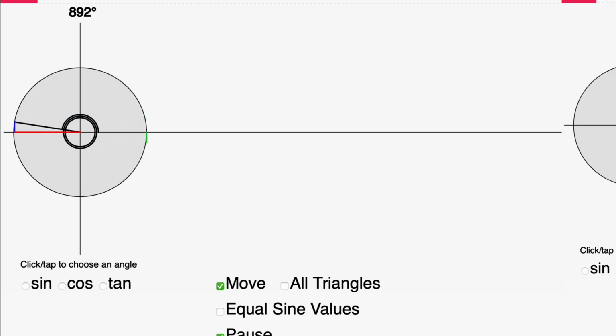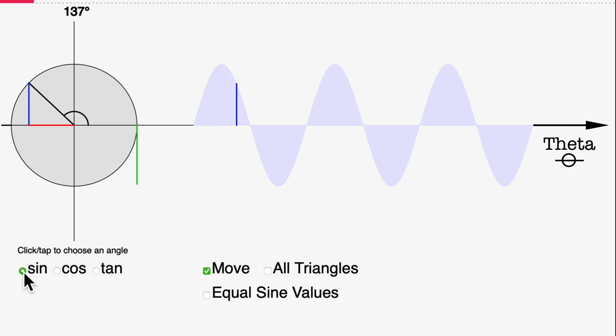Now, let's take this information and make a graph of y equals sine theta. The horizontal axis now measures the rotation in the circle, and you can see how the height goes up and down as the angle increases.